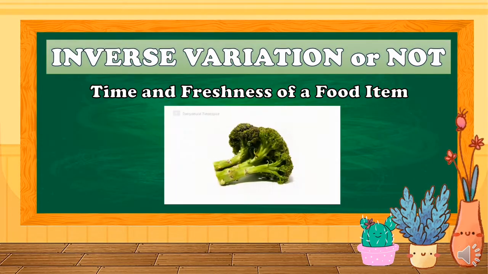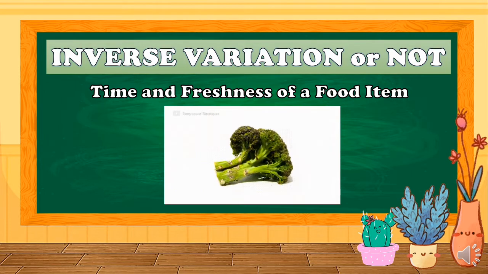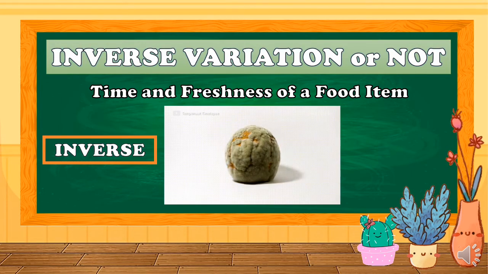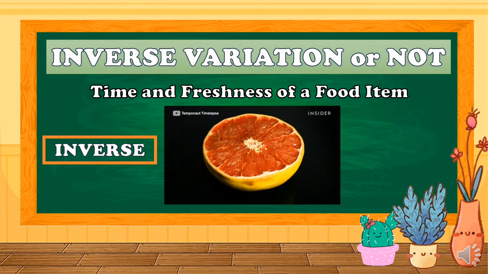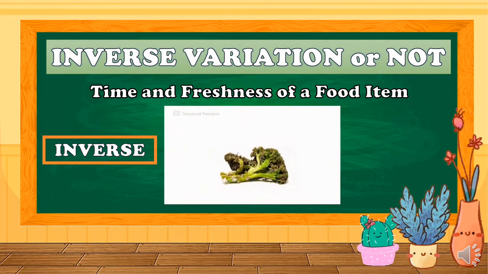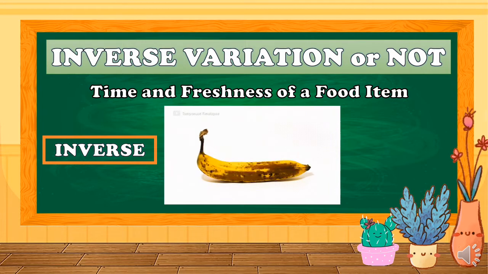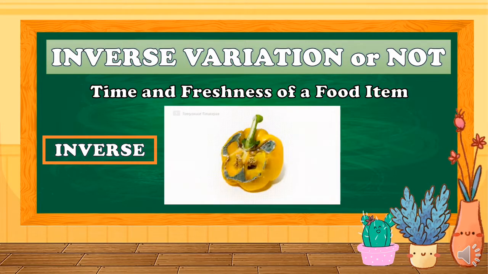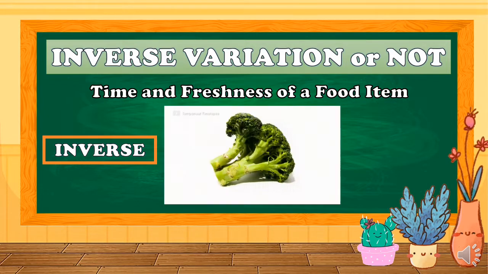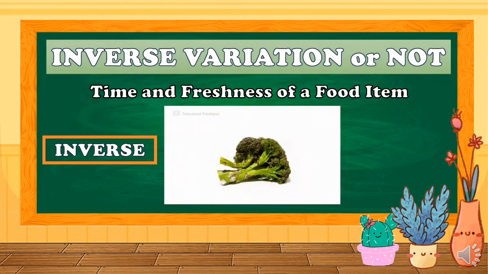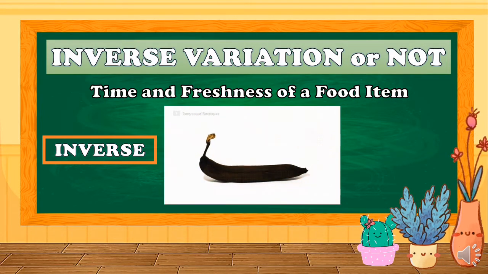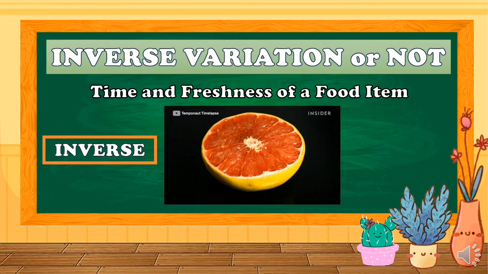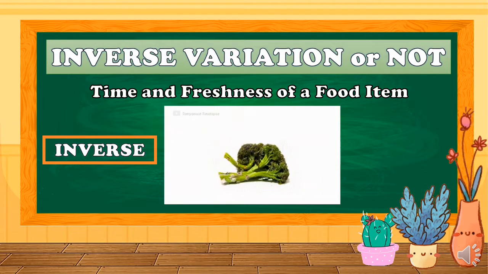Time and freshness of a food item. Inverse or not? Very good, it is inverse. When you pluck a fruit from a tree and store it in a basket, it begins to lose its freshness as time passes by. As time increases, the freshness of the fruit begins to decrease. Therefore, time and freshness of a food item illustrates inverse variation.